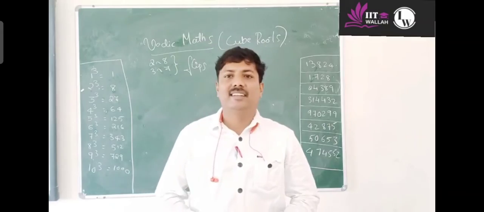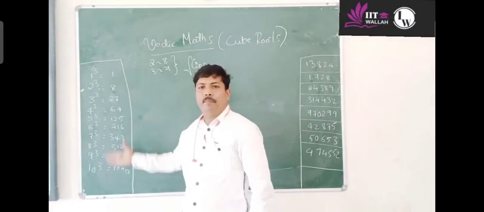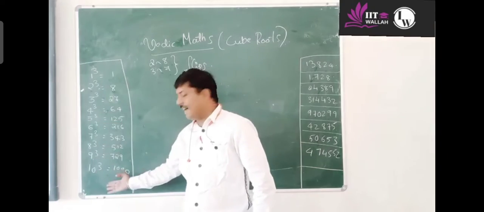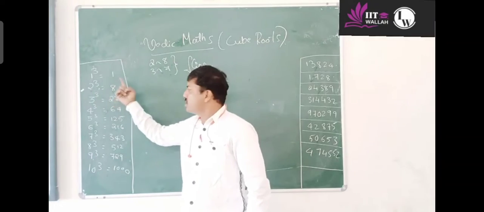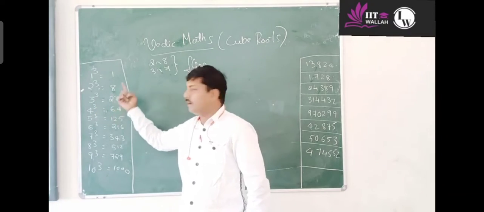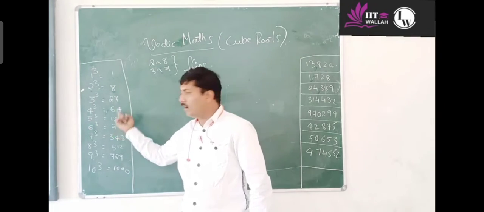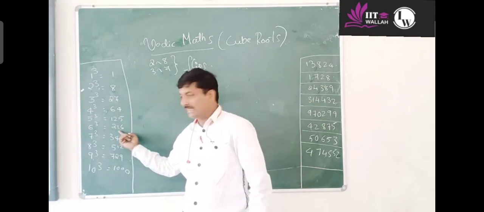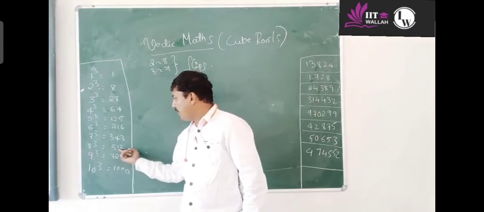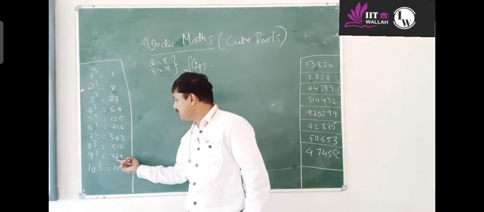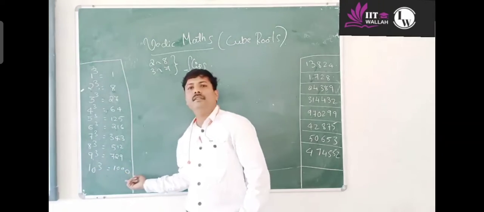Okay? So, first of all, we need to memorize this table of cubes 1 to 10. That means 1 cube is 1, 2 cube is 8, 3 cube is 27, 4 cube is 64, 5 cube is 125, 6 cube is 216, 7 cube is 343, 8 cube is 512, 9 cube is 729, and 10 cube is 1000.